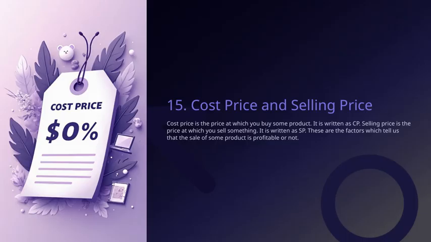Let's talk about cost price and selling price. The cost price, or CP, is simply the amount you pay when you buy a product. It's the foundational cost that determines your expenses. On the other hand, the selling price, or SP, is what you set when you're ready to sell that product to your customers. These two prices are really important because they help us figure out whether our sales are profitable or not. If the selling price is higher than the cost price, then we're making a profit. But if it's lower, then we're at a loss.